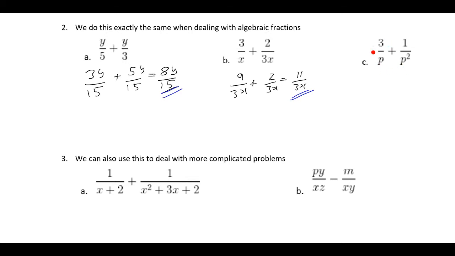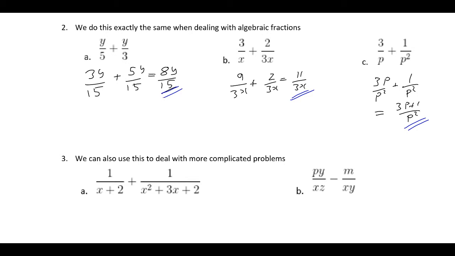Right. Next problem. 3 over p plus 1 over p squared. What do I times p by to get to p squared? Well, I times it by p. And therefore, I'm going to times the top by p. So I'm going to get 3p over p squared plus 1 over p squared. The bottoms are now the same, so we get 3p plus 1 over p squared. That's it. Okay? So conceptually, I hope you can see that these are very, very similar to what we've been dealing with before when we're just doing normal fractions.